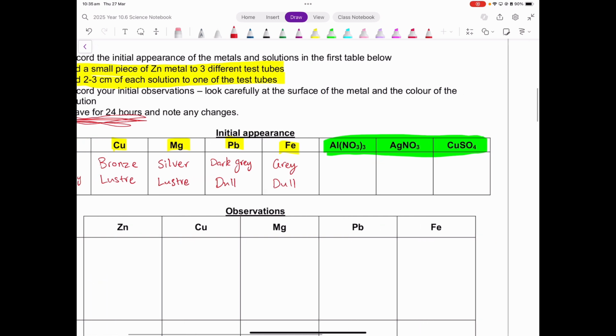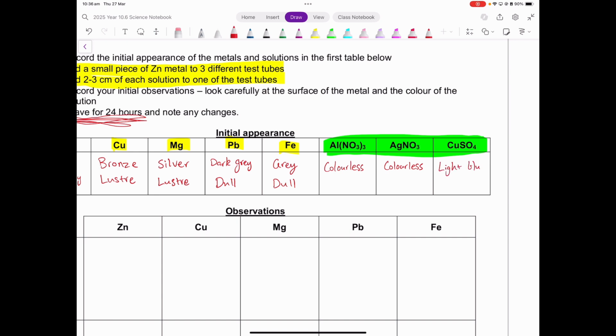Now, when it comes to our solutions, aluminium nitrate, what was the appearance of this solution? Colorless? Okay. What about silver nitrate? Colorless. And finally, copper sulfate. What kind of blue? Describe it. Okay.